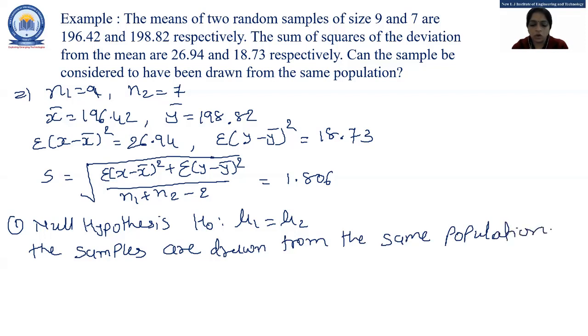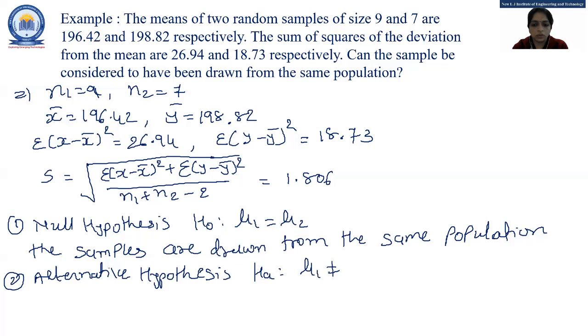Now, what about the alternative hypothesis? As per the given data, my alternative hypothesis is HA, and that is mu1 not equal to mu2. It is a two-tailed test.